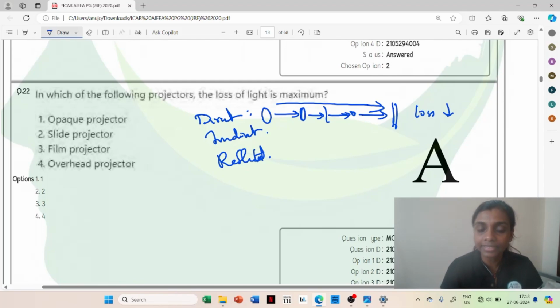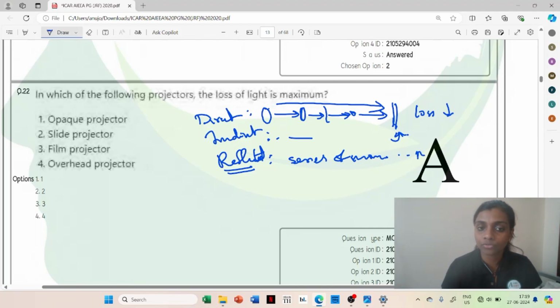Second, the indirect type of projector. In the indirect type of projector, instead of a direct light source, there will be either an indirect light source or a mirror used. Here also the loss of light will be less, but more compared to the direct one. The third one is the reflected. The name itself is reflected. A series of mirrors will be used in this one, in which the loss of light will be maximum.